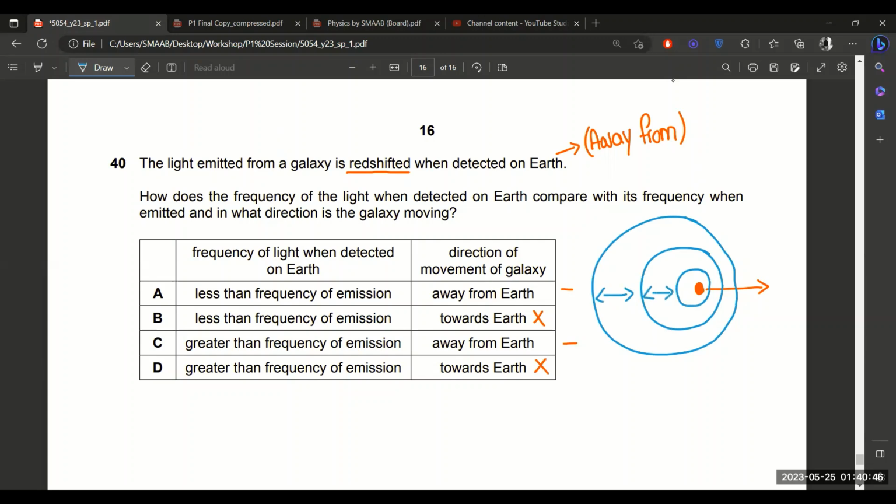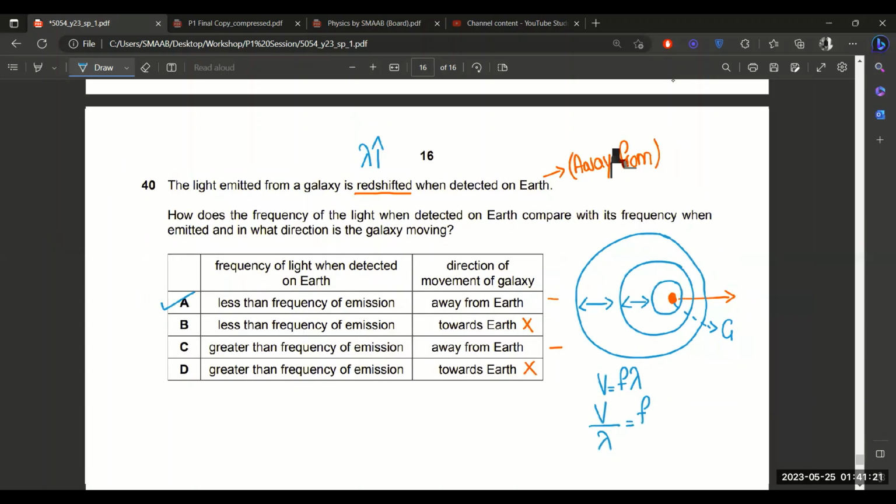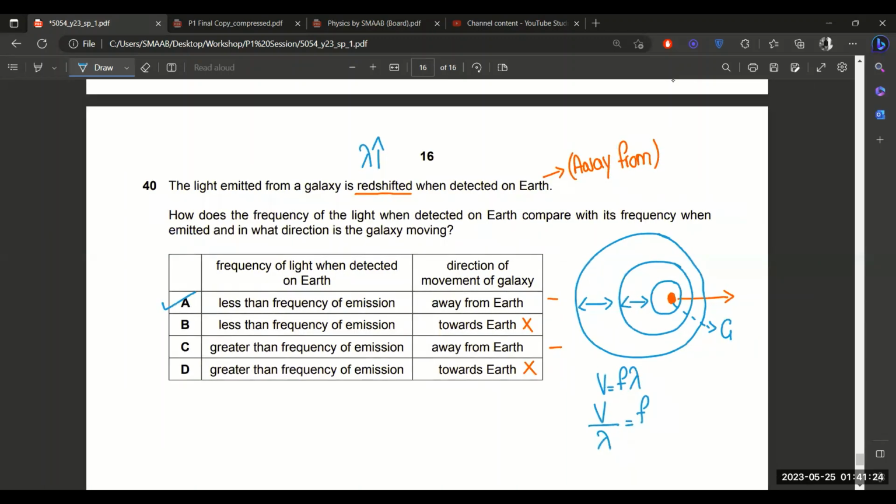So the galaxy is moving away. Let's suppose this is the galaxy, which is moving away from the Earth. So it means we are getting a greater wavelength. And when wavelength is increased, frequency will decrease. Because if we use the formula V equals F lambda, F is inversely proportional to lambda. So in redshift, wavelength is going to be increased. So it means frequency is going to be decreased. So option A is the right choice. That frequency of emission is going to be less when the galaxy is moving away from the Earth.